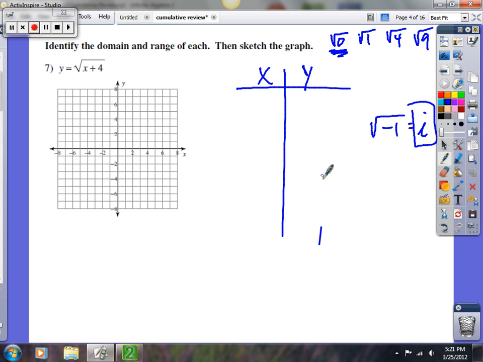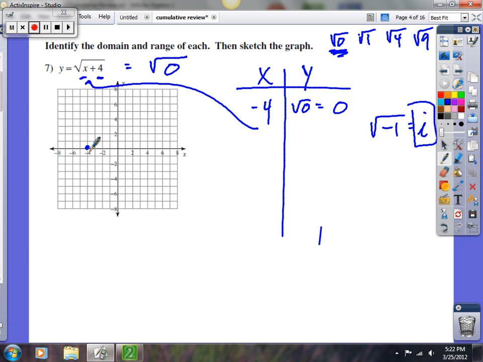So I'm going to ask myself, what number plus 4 is going to give me the square root of 0? So what can I plug in for x? What number added to 4 is 0? And the answer is, if I plug in a negative 4, a negative 4 and a positive 4 is 0, and the square root of 0 is just 0. So there's my first dot, left 4 and 0.